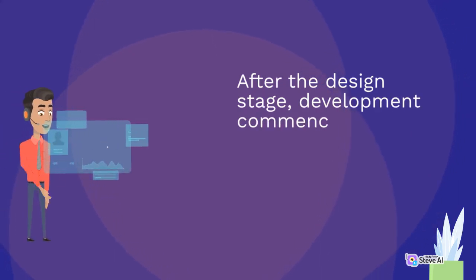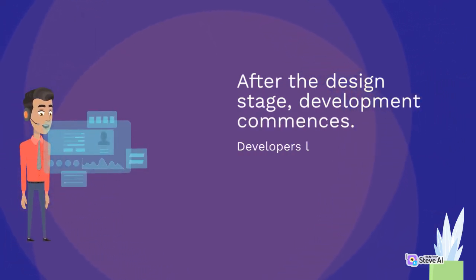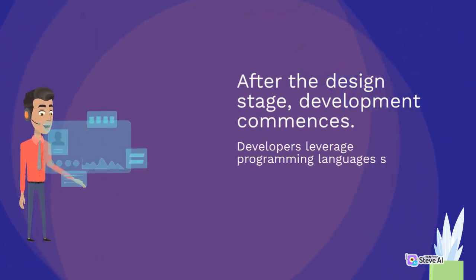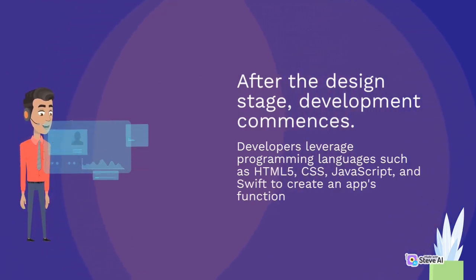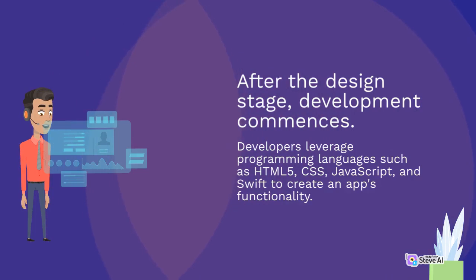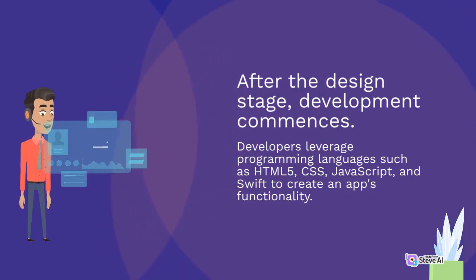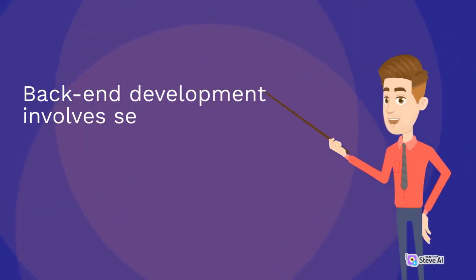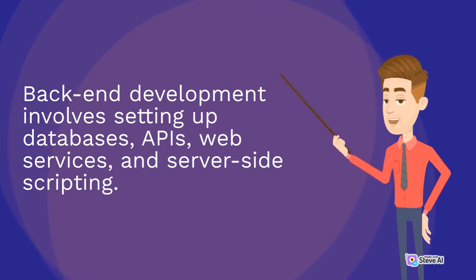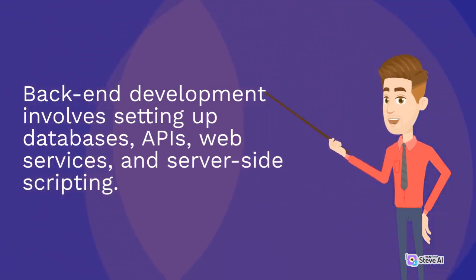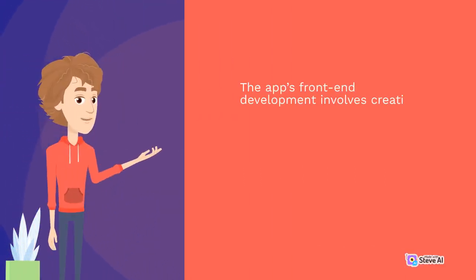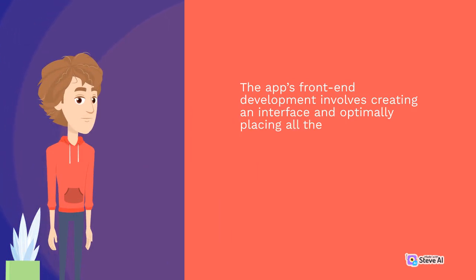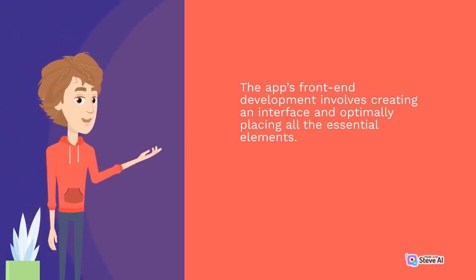After the design stage, development commences. Developers leverage programming languages such as HTML5, CSS, JavaScript, and Swift to create an app's functionality. Back-end development involves setting up databases, APIs, web services, and server-side scripting. The app's front-end development involves creating an interface and optimally placing all the essential elements.